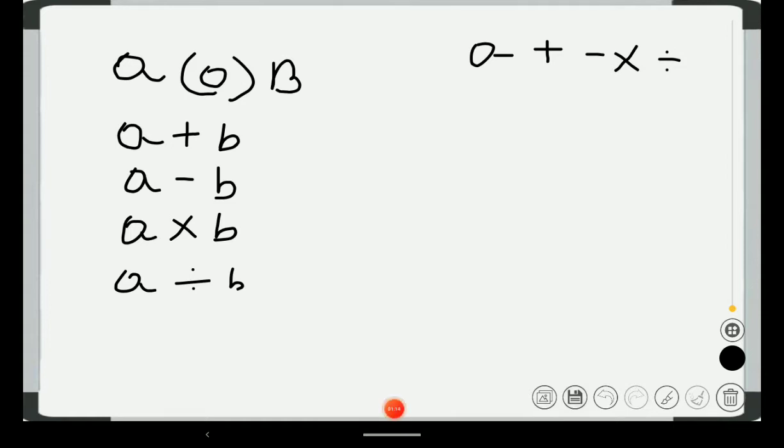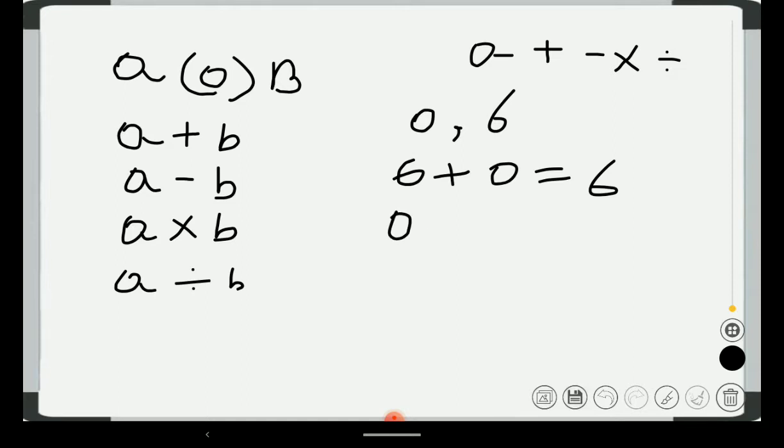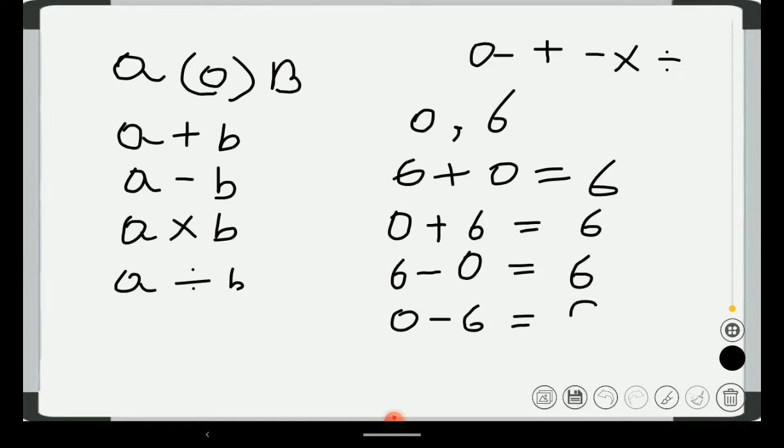So let's look at an example with the whole numbers. Let's take 0 and 6. Now A plus B: 6 plus 0 gives us 6, so this falls in the group. If I reverse the numbers, 0 plus 6 also gives 6. So this falls in the whole number group. Now A minus B: 6 minus 0 is 6, and 0 minus 6 is something.